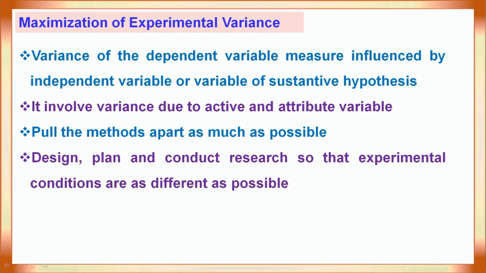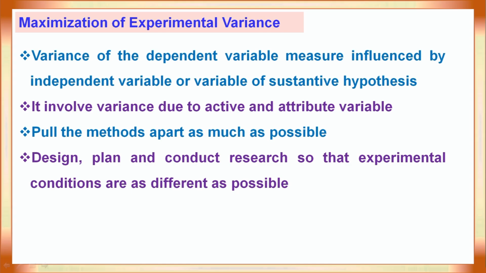Okay. So, those variables are attribute variables. Now, this experimental variance may come from both your active variable as well as attribute variable in the case of social science research. Okay. So, what can you do to maximize this experimental variance? You have to make or pull the methods apart as much as possible.